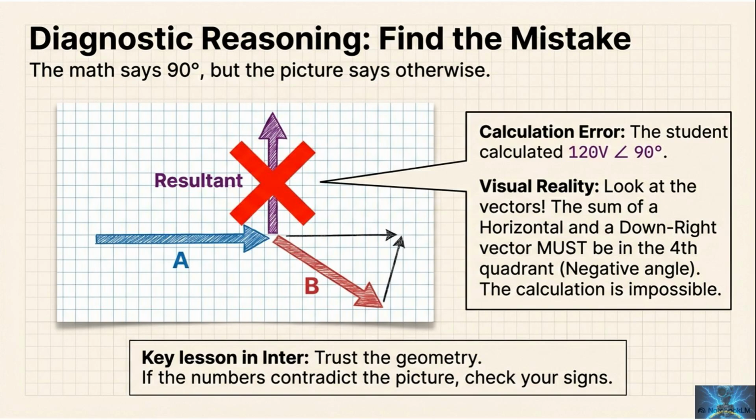Diagnostic reasoning. Find the mistake. This slide is a great lesson in troubleshooting with phasors. Sometimes the math output says one thing, but the picture makes it obviously impossible. If one vector is purely horizontal and another points down and right, the resultant cannot end up pointing straight up. When the calculation contradicts geometry, trust the geometry and check your signs, angles, or reference direction.